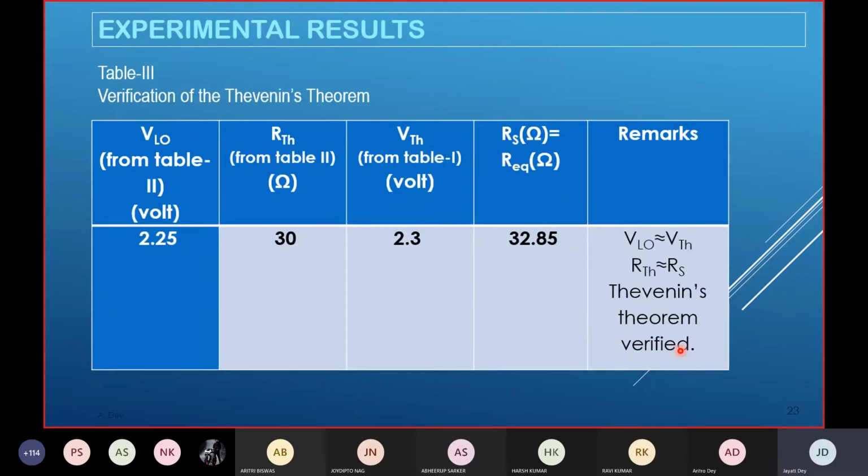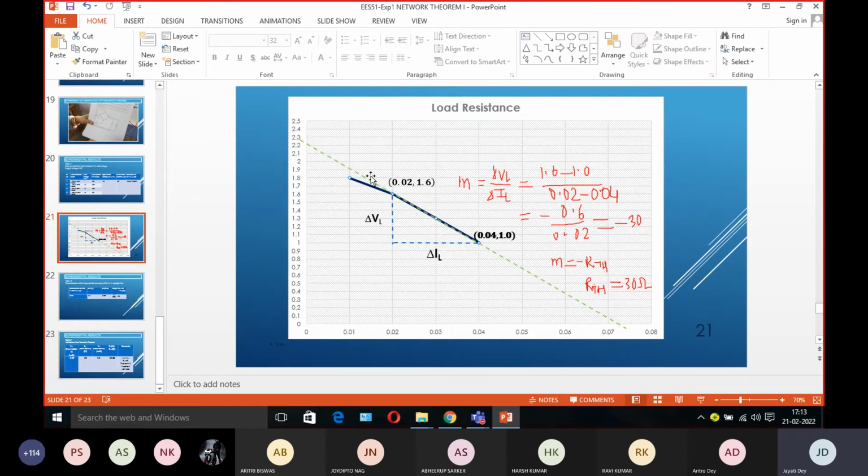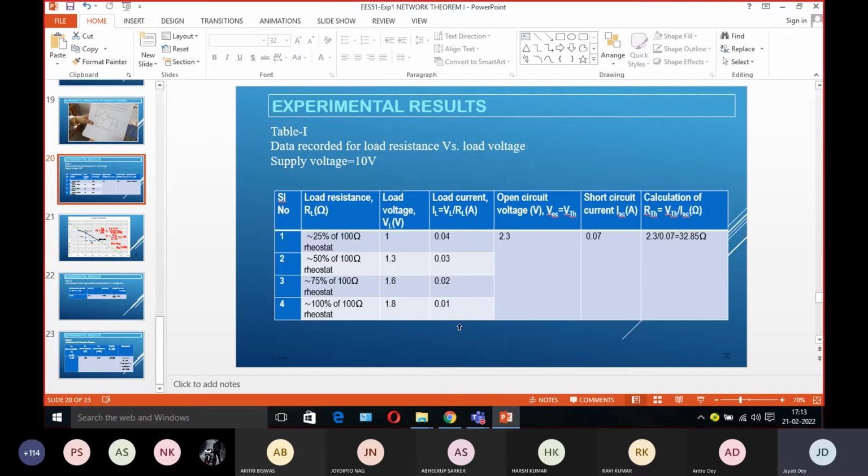Any problem to understand this? Hello? Yes, ma'am, understood. Okay. Now whatever readings were shown to you, draw this line and get the intercepts on the y-axis and x-axis. Understood? And verify whether you are getting these results from these 4 points.